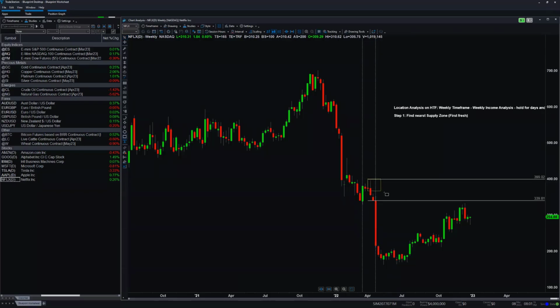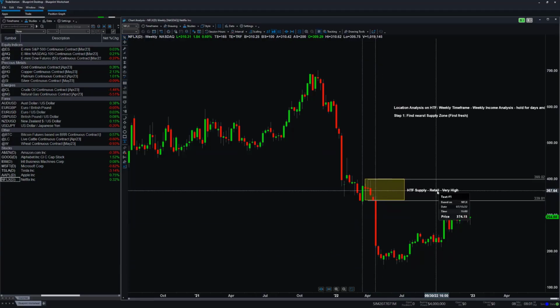I can then put my beautiful box around it, around the imbalance. Maybe I extend it now to the left a little bit. And so this is going to be my higher time frame supply. And higher time frame supply is retail, or it's very high.